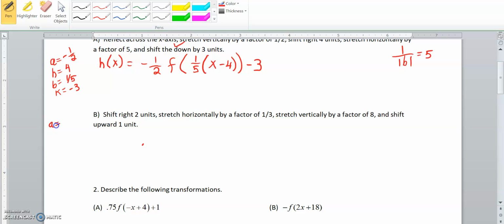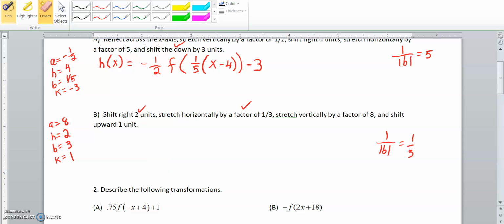Start with our A, H, B. All right. Shifting right 2 units, H equals 2. Check. Stretch horizontally by 1/3. Horizontal is our B coefficient, and we know that our stretching is 1 over B, which is 1/3. Therefore, B is actually 3 in this case. Okay, stretch horizontally by 1/3. Stretch vertically by 8. So that's just a direct translation. And then shift upwards 1, K is equal to 1.